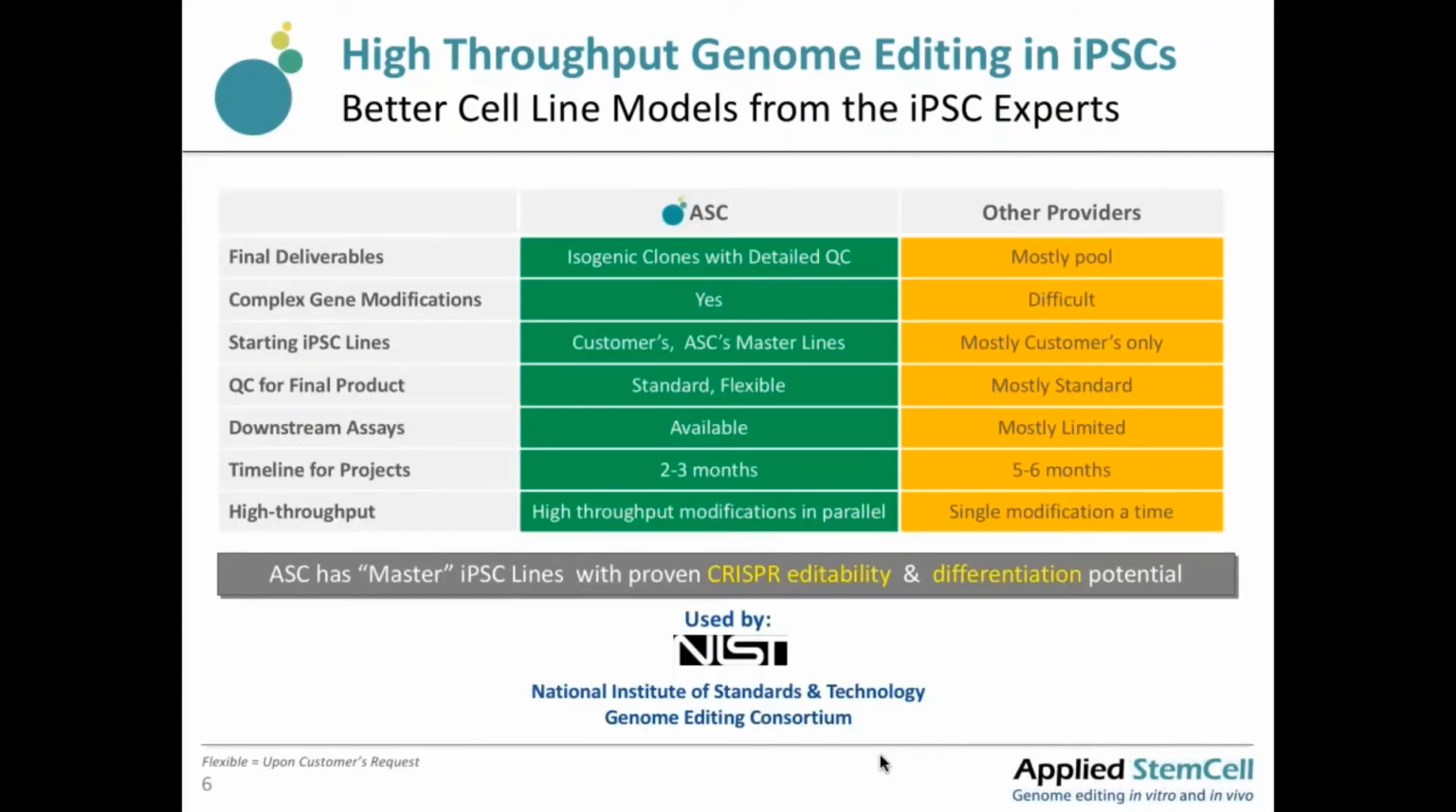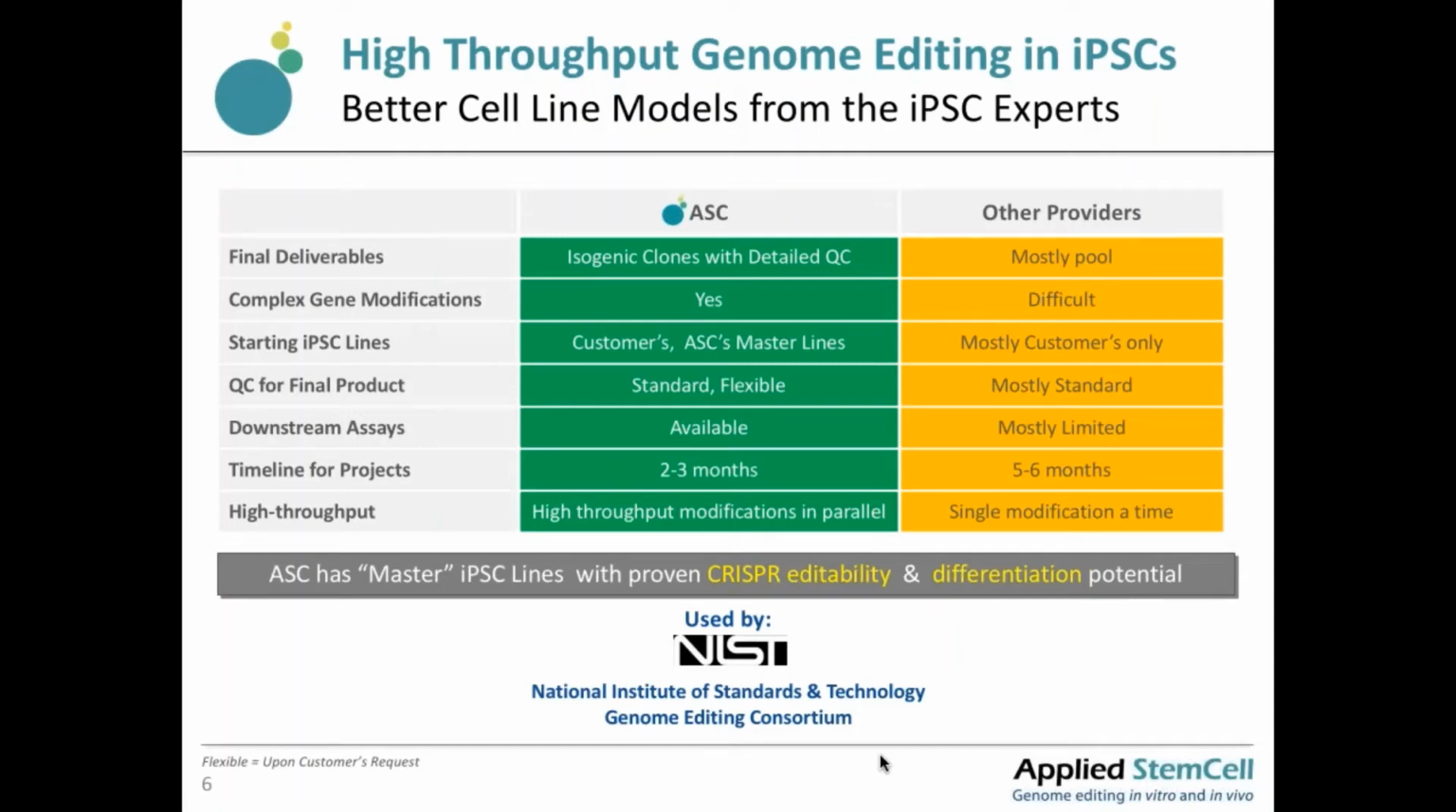So this just summarizes again the advantage of using Applied StemCell's technology and Applied StemCell's pluripotent stem cell lines. So first of all, we have developed several pluripotent proprietary iPS cell lines that are currently used by the National Institute of Standards and Technology, NIST. It's a genome editing consortium. So it's a reference iPS cell line. So this cell line is very well characterized and currently used as the iPS cell standard.